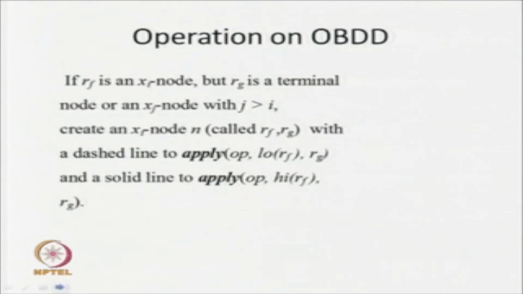So, if both are labeled with the same variable Xi, then we are going to follow this particular rule. Now, on the other hand, in the second case what will happen? We may have one non-terminal node or one terminal node also.